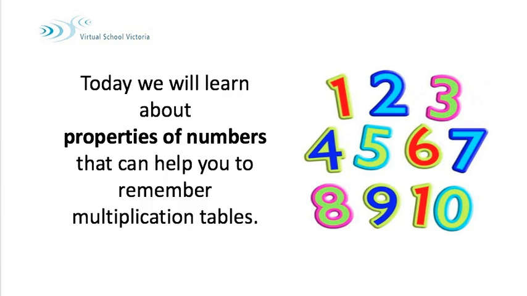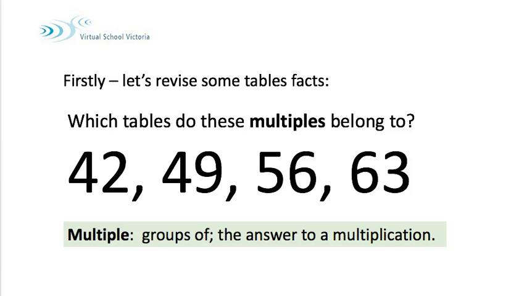Today, we're looking at some properties of numbers to help us with our multiplication tables. Let's have a look at these answers to tables or these multiples. What do you think they might be? I'm going to check how many numbers there are between 42 and 49. I'm not going to count 42 because we assume that's counted. So we'll go 43, 44, 45, 46, 47, 48, 49. I've done 1, 2, 3, 4, 5, 6, 7 jumps.